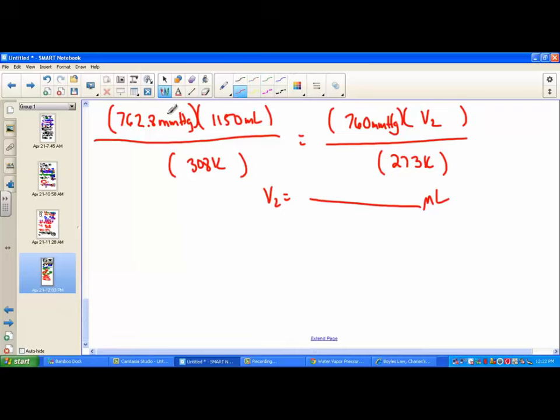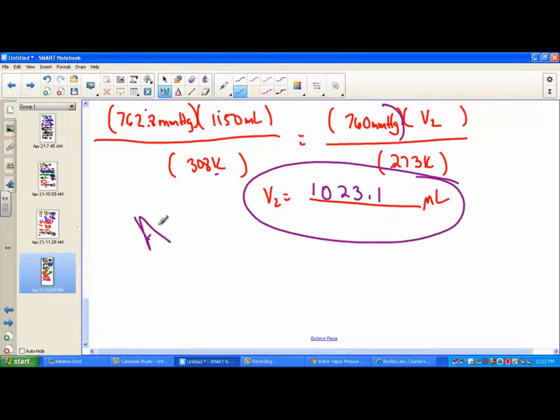Let's hit it. Key sequence, start on the side without the variable. So here we have 762.8 times 1150 times 273 divided by parenthesis 760 times 308 close parenthesis, equal. And we got 1023.07, so I'll say 1023.1 mLs. And there's your A+ coming for your second objective.